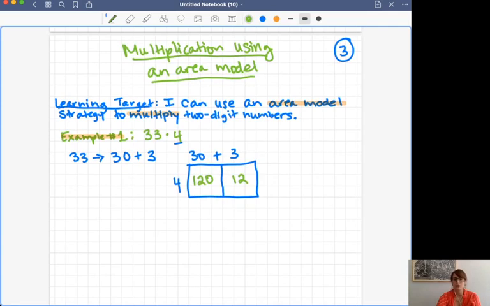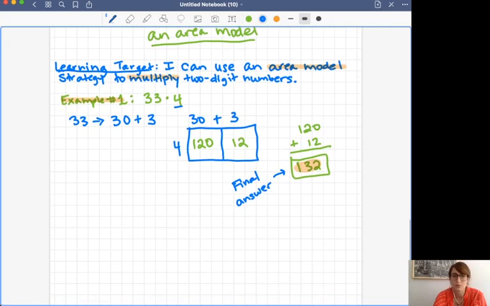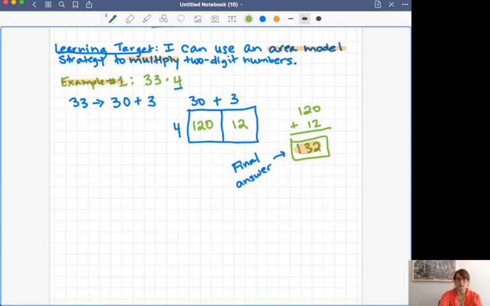And then all I'm going to do after that is I'm going to take those 2 numbers and I'm going to add them together. And there's a lot of different ways I could think about that. But when I add 120 plus 12, I get my answer of 132. And let's go ahead and highlight that because that is our final answer and we want to know where we find that in our notes. Okay, so after you're done with that one, then we're going to go to example number 2.